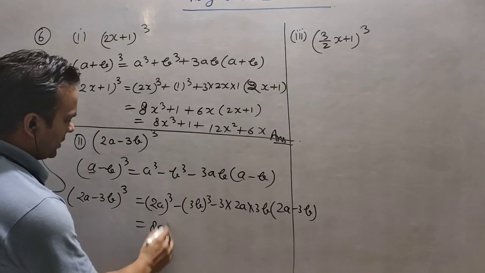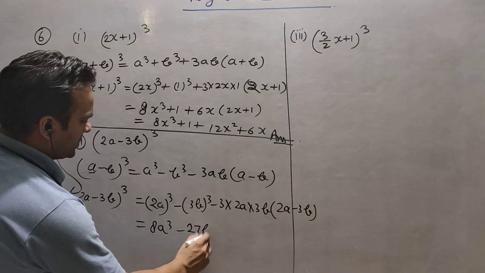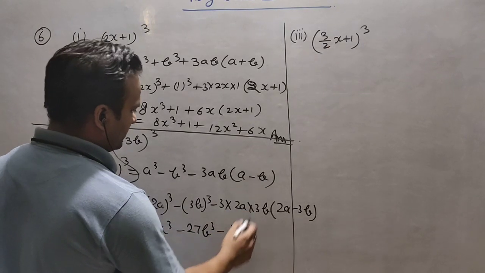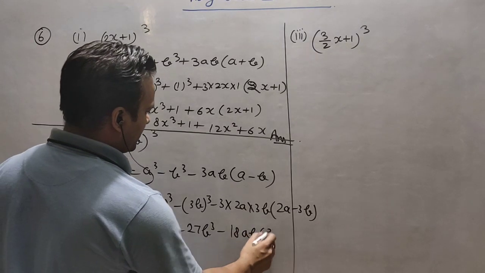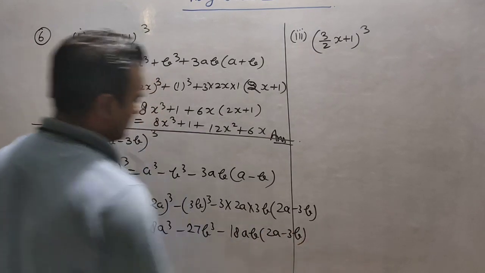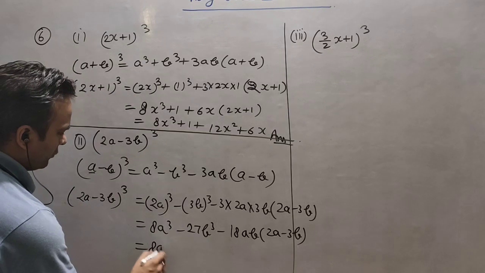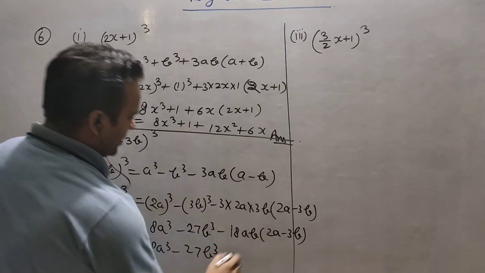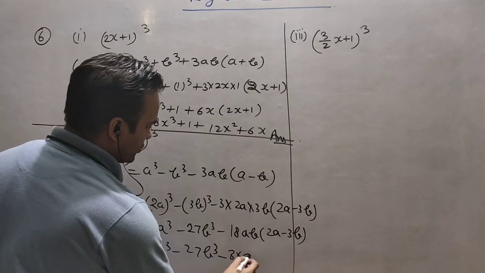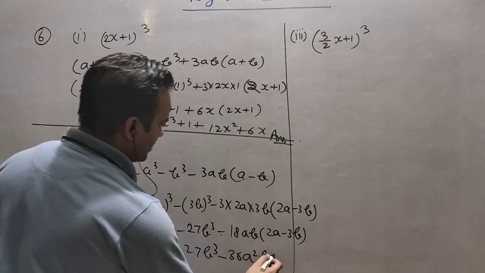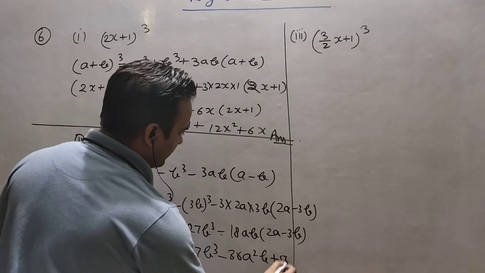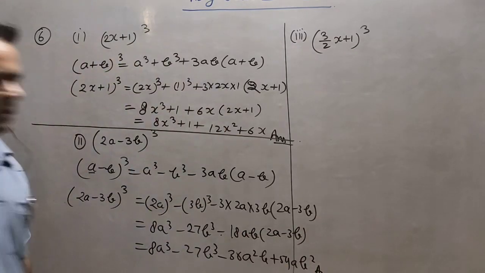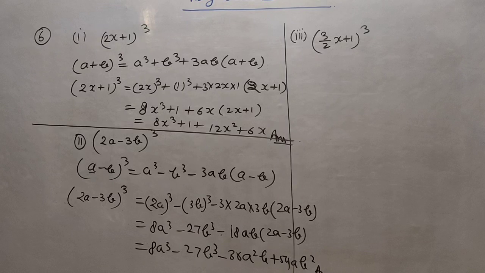So it is 8a cube, 27b cube, this is 18ab and (2a - 3b), right? Now you only have to open the bracket and you will get the answer. So it will be 18 times 2 is 36, a square b, minus minus plus, 18 times 3 is 54, a b square, right? So these are the questions.